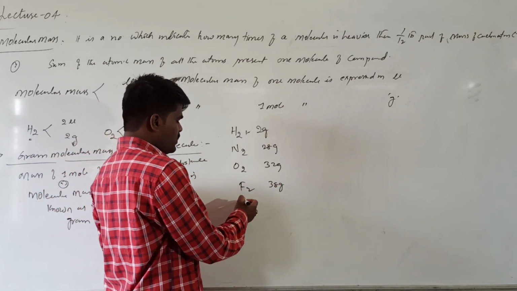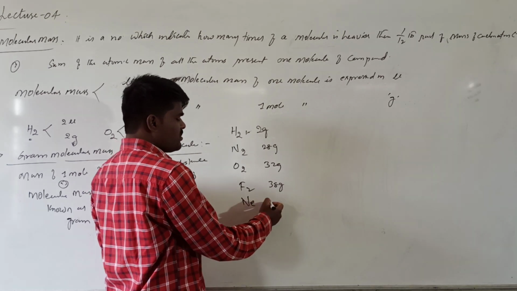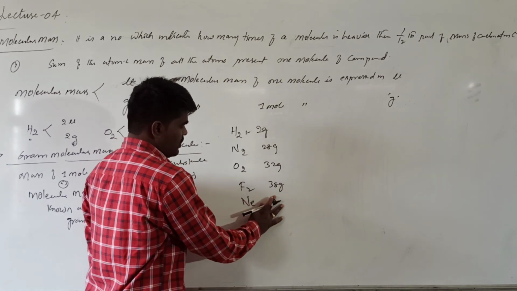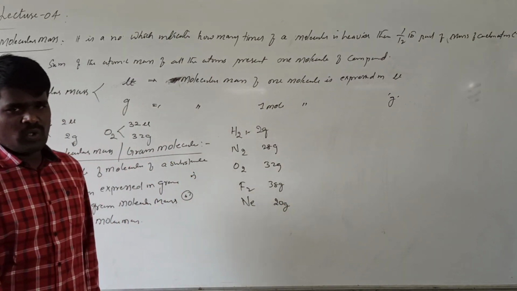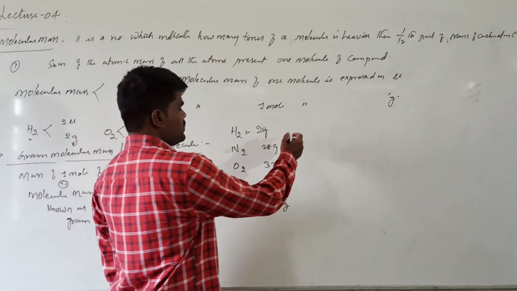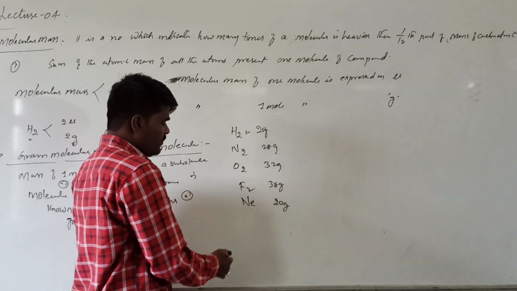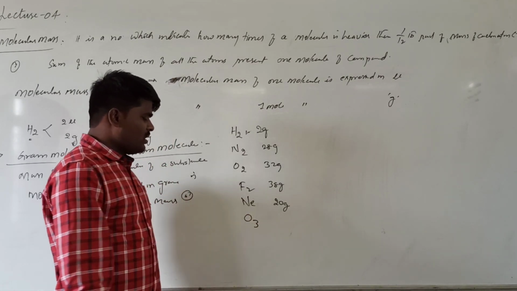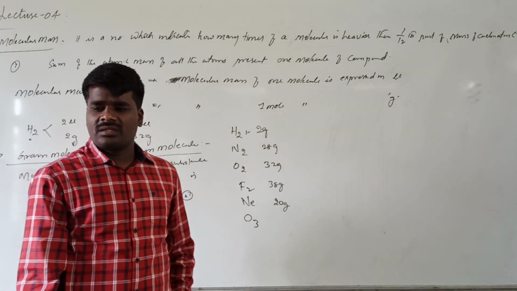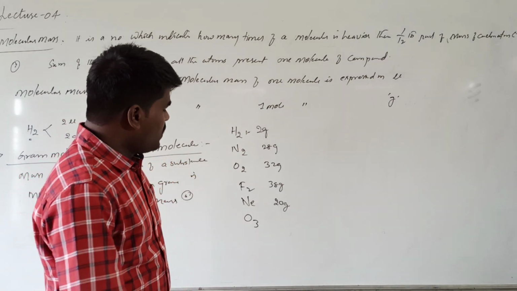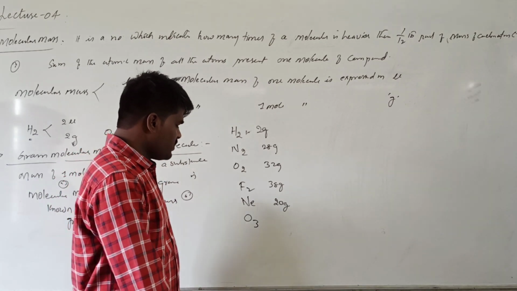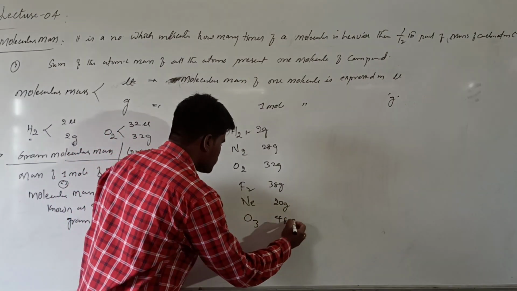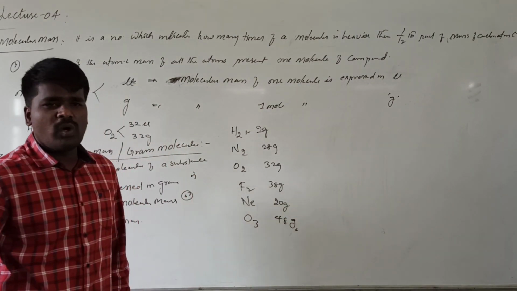But neon is a monoatomic molecule. Its molecular mass and atomic mass will be 20 grams only, because it is a monoatomic molecule. Otherwise, these are all homoatomic. If you are talking about ozone, how many oxygen atoms are there? 3 oxygen atoms. What is the atomic mass of one oxygen atom? 16. 3 sixteens are 48 grams. These are all homoatomic molecules.